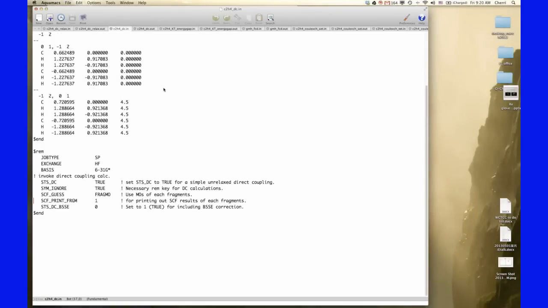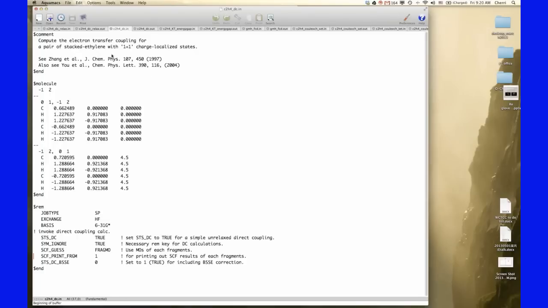So the first example is here. The input section is a little different. This is what we call 1 plus 1. You need to specify the overall charge and the spin multiplicity here. So it appears to be an anion radical. And each fragment is one ethylene, so we give them here: their initial and final state, charge and spin multiplicity. Charge and spin multiplicity are given for the final state, and then the other fragment, initial state, final state. All right? So to start the direct coupling calculation, you need to turn TSDC true, and it is necessary to use symmetry no. These keywords have to be used.